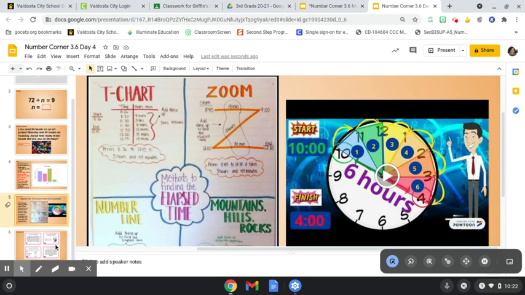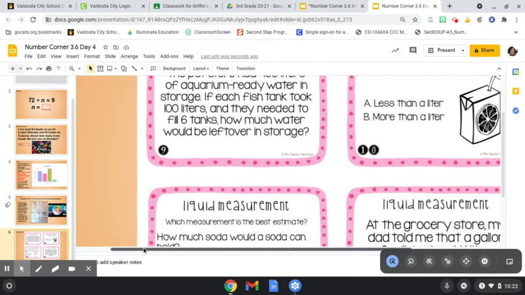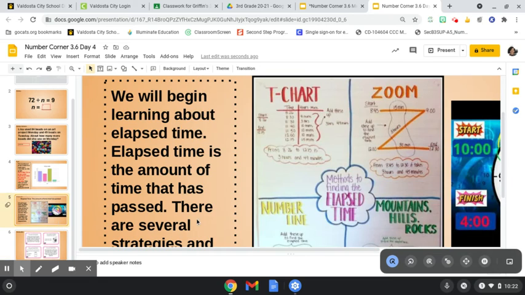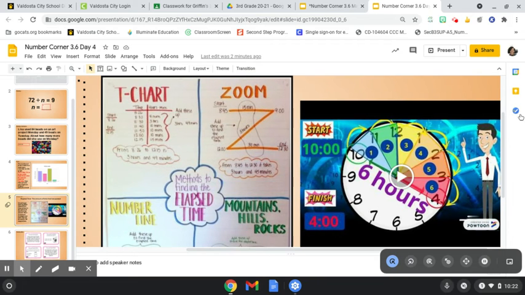Okay, let's look at the last slide here. So before I do the last slide, I'm going to do an example of elapsed time. I'm just going to give you an example. So let's say the movie started at 10 o'clock and it ended at 2:30. How much time passed by? Okay, so it started at 10 o'clock. How much time passed by? Well, we could use a number line to help us.